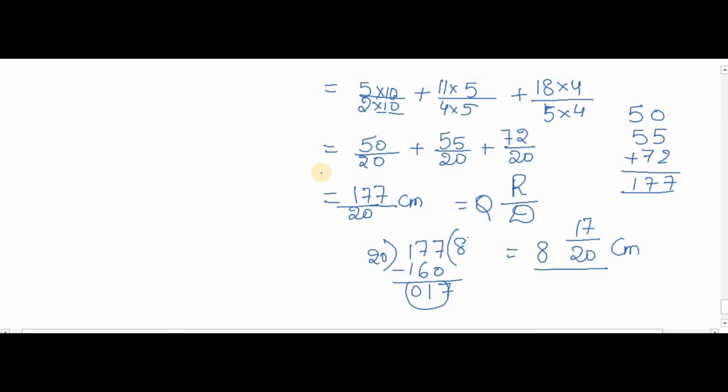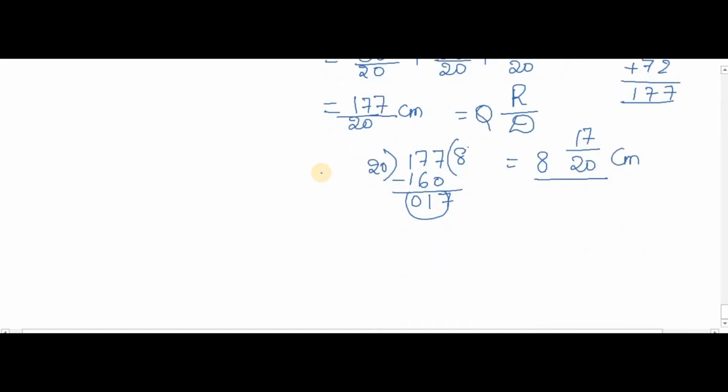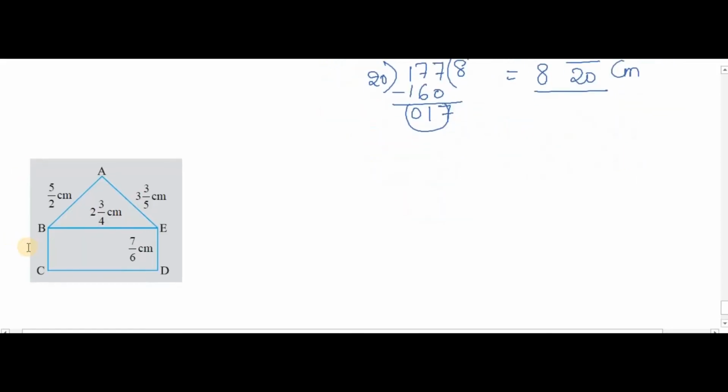Now in the same way we are going to find the perimeter of the rectangle also. First we'll write the question, copy the figure and then go for it, okay? By seeing the figure we can go for the perimeter of the rectangle. Perimeter of rectangle BCDE, where 7/6 centimeters is already given.